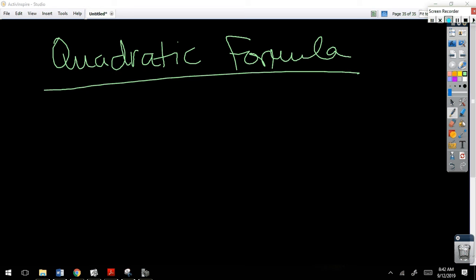Tell me the ways we've solved quadratics so far. Come on, Jerome. Factor and solve. What else have we done? Complete the square. What else have we done? Graphing. How did we solve using graphing? Standard vertex. Finding the zeros. Good job. What else have we used to solve? We did one other method to solve quadratics.